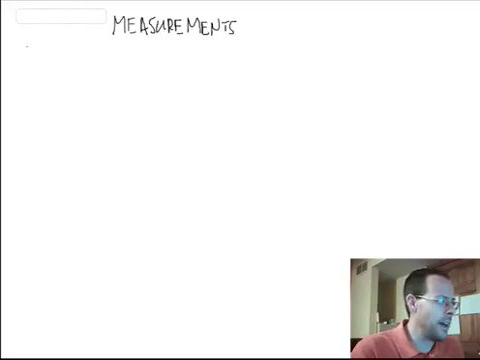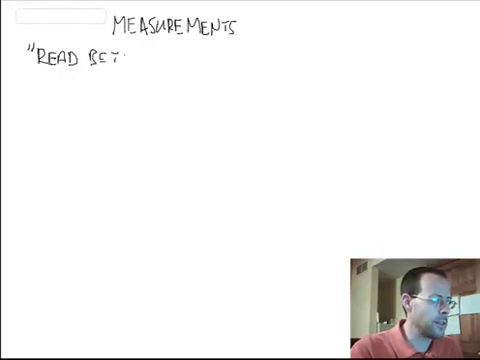So measurements, the easiest thing to remember is read between the lines. And if you read between the lines, measurements become super easy. So read between the lines.